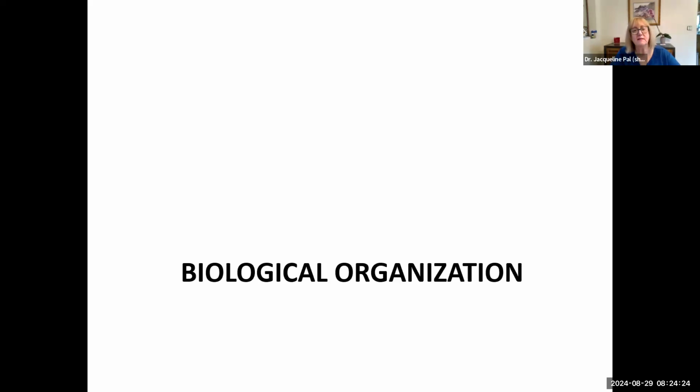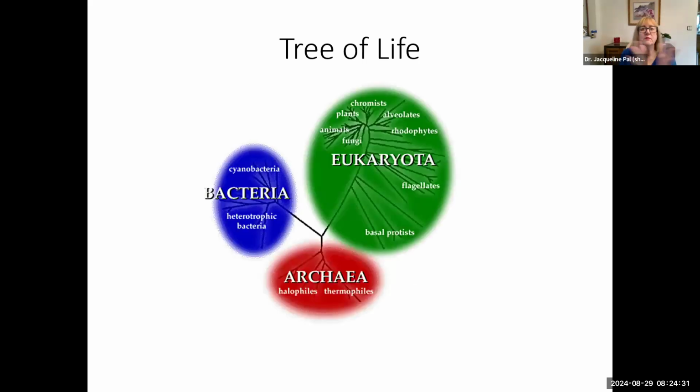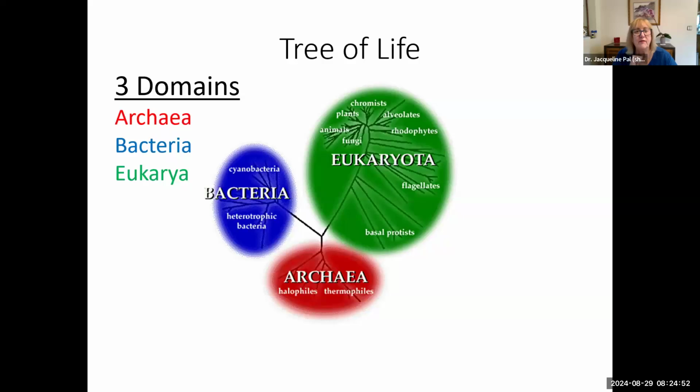Welcome back. In this section, we're going to learn about biological organization. So this brings us to what is known as the tree of life. And when we look at the tree of life, there are three different areas. In other words, everything that's alive is going to be broken up into one of three categories. And these three categories are known as the three domains of life.